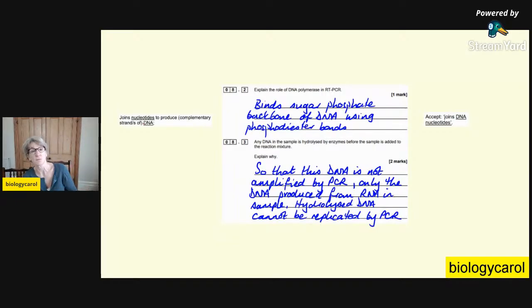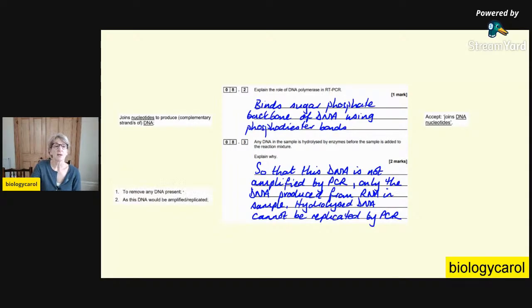Hopefully that makes sense. And then I went, oh, I don't know if I've really nailed this yet. And so I then said, let's really make sure they know why this DNA should be hydrolyzed, because hydrolyzed DNA cannot be replicated by PCR. So that's what I wrote.